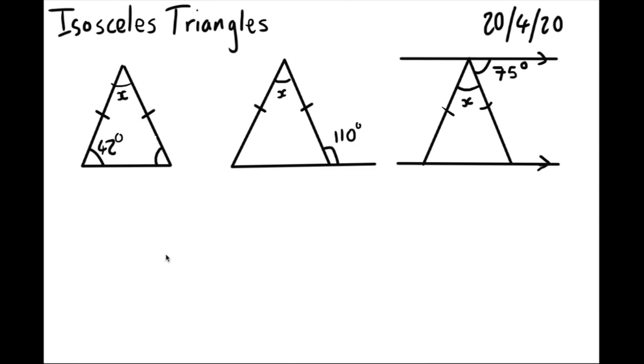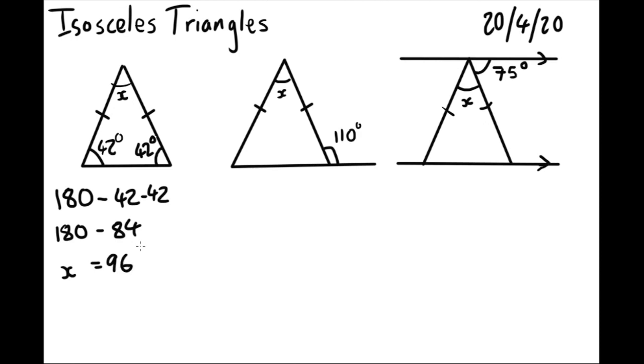Okay, so here are three examples of isosceles triangle questions. In this first case, I have an angle here of 42 degrees, so I know that this one here must also be 42 degrees. So to work out x, I need to do 180 minus 42 minus 42, which gives me 180 minus 84, which gives me an answer of 96 degrees.